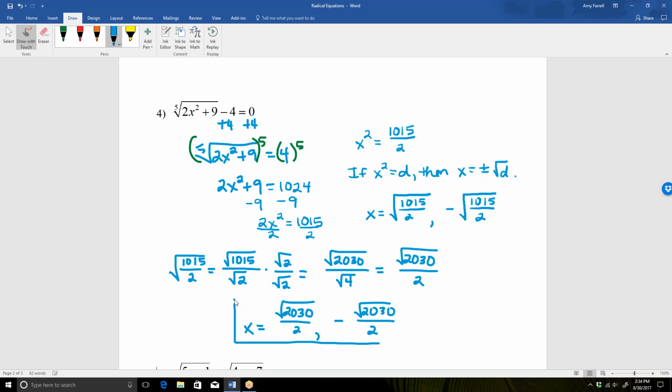Okay, like I said, we don't have to check our answers. It's always a good idea to check your answers. This one is going to be a little tougher because we've got some pretty crazy answers here. But as long as our math is good, we can be guaranteed that these are two good solutions to that radical equation.